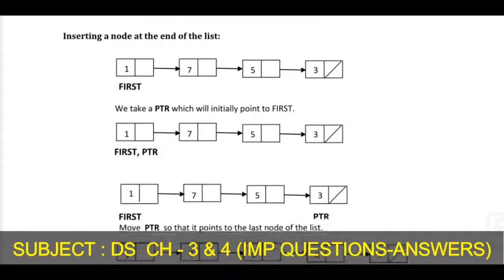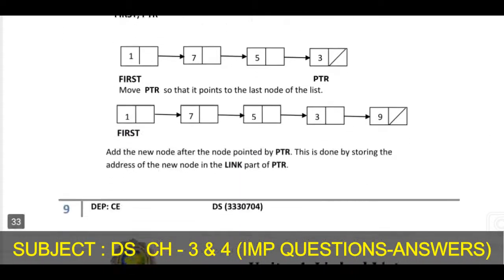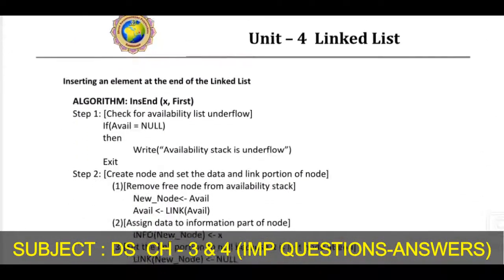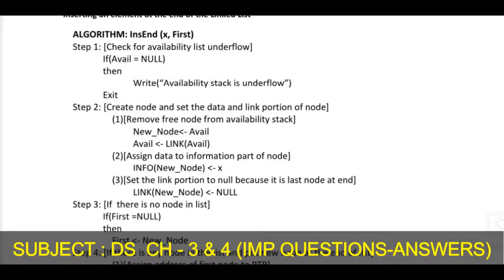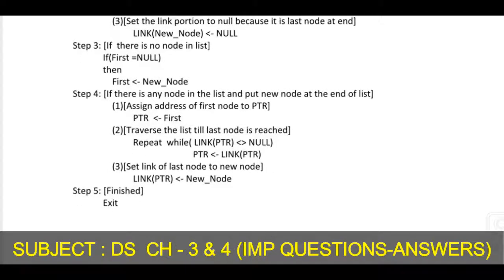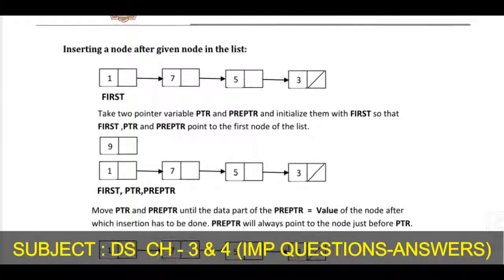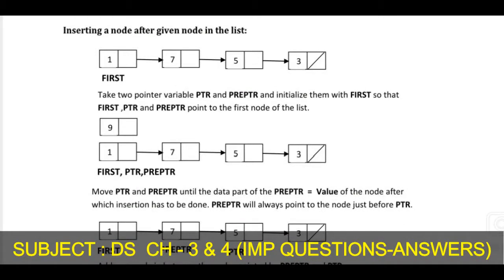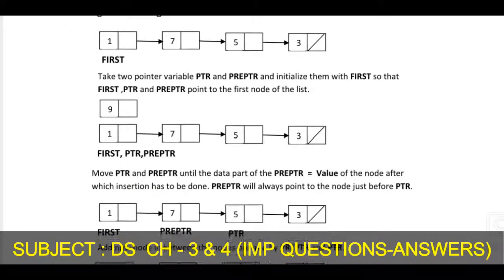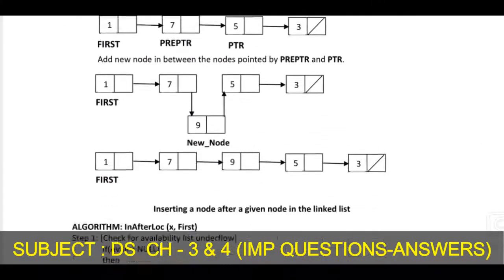Then at the end of the list, how to insert a node at the end of the list. Here one is the algorithm step about inserting an element at the end of the linked list. Then how to insert a node between the linked list, but this one is not IMP.